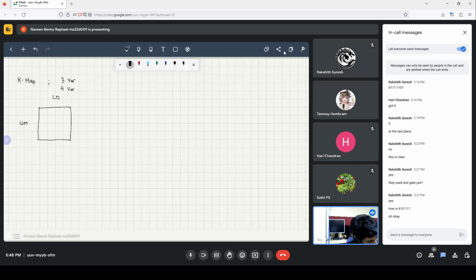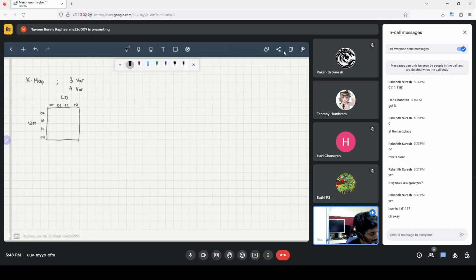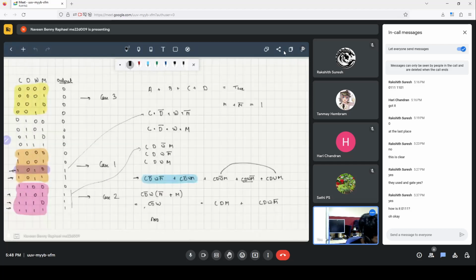CD can take the values 0 0, 0 1, 1 1 and 1 0. Note that I have switched the order here so that, just like in the gray code, there's only one bit of difference between each column. WM can likewise be 0 0, 0 1, 1 1 and 1 0. Now I fill in this table with the values I have. It might be easier if I just fill in the ones first and put the zeros later.